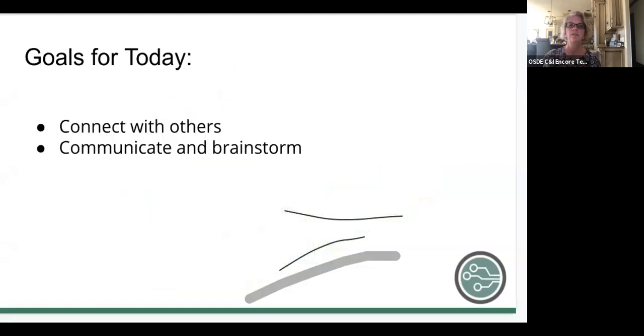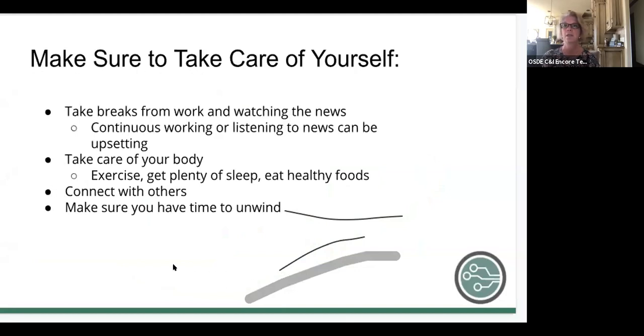Okay, so my goals for today. I want to make sure that you're able to connect with each other and that you're able to communicate and brainstorm. Again, you need to be able to go through the next few weeks and feel confident, and hopefully what we do today will make you feel better that way. The number one thing is you do have to make sure you take care of yourself. As I was talking about the social emotional feelings of our students, many of our teachers are feeling that same way. They are feeling overwhelmed, frustrated.